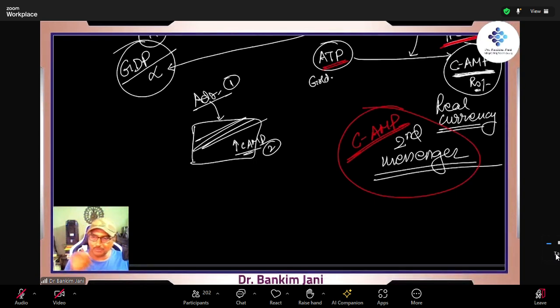Now, if you have got a 2,000 rupee note, it is difficult to spend. Now it breaks into 50 rupee notes. Now it can be spent easily. So cyclic AMP is exactly like that. It is adenosine monophosphate, right? So now they can be utilized easily. So that's why this is called the real currency, the real value.